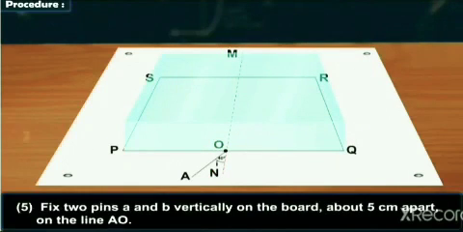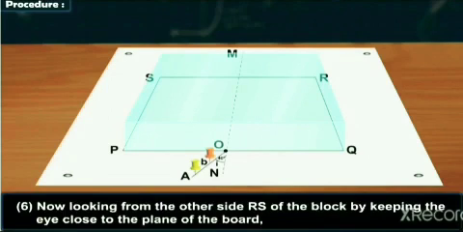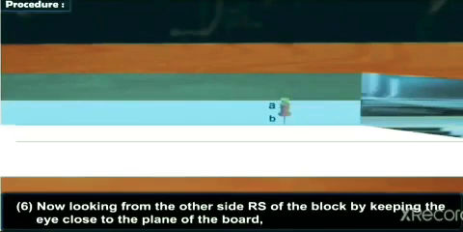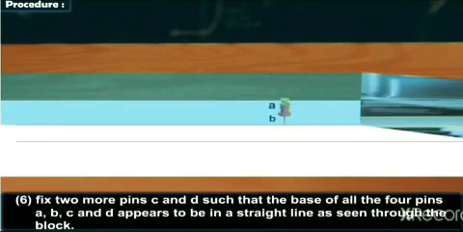5. Fix two pins A and B vertically on the board about 5 centimeters apart on the line AO. 6. Now looking from the other side, RS, of the block, keeping the eye close to the plane of the board, fix two more pins C and D such that the bases of all the 4 pins A, B, C and D appear to be in a straight line as seen through the block.